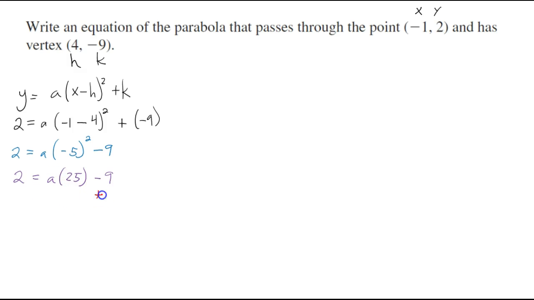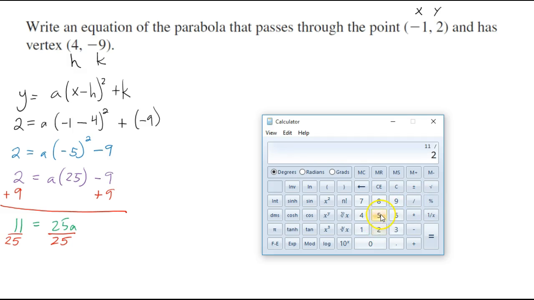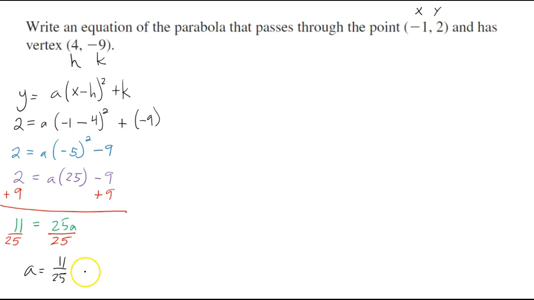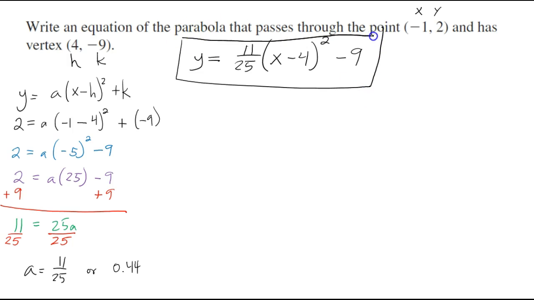Now let's isolate a. Let's add 9 to both sides. So we get 11 equals 25a. To get a by itself, we divide both sides by 25. 11 divided by 25 is 0.44. So a equals 11 over 25, or 0.44. We can now write the equation for this parabola. Y equals the a value, and you can write either one. 11 over 25 is fine. Times x minus h, so minus 4 squared, plus k, which is negative 9, so plus a negative 9 is minus 9. And this is an equation of that parabola.